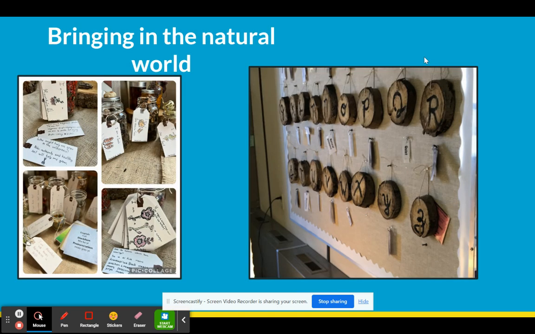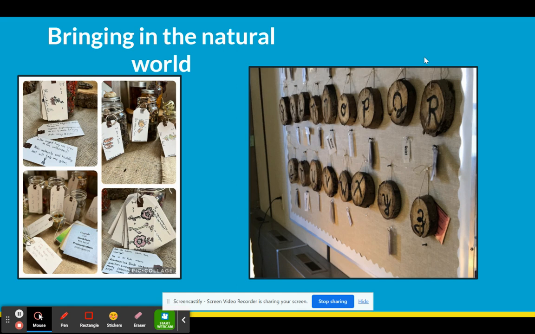Next, we'll talk about bringing in the natural world. So you can see a picture here with the jars. It's an example of a word wall that's not on a wall and it can be moved. It's an interactive activity where students have collected the physical item and then label it, possibly in home language. This photo shows the item labeled in English and Blackfoot and includes the pronunciation.